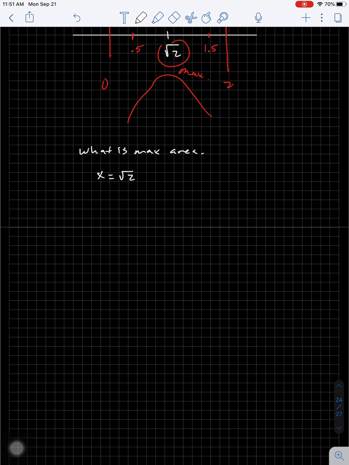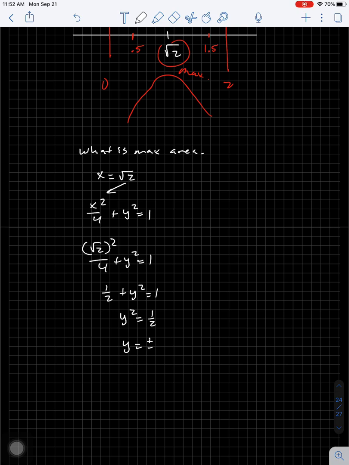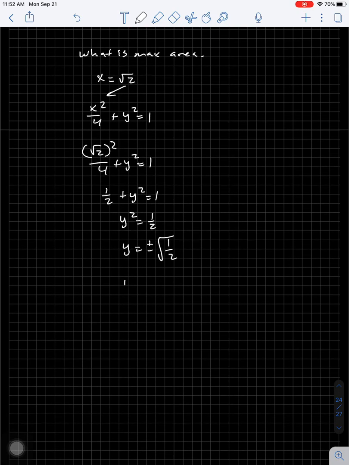We got to take our function, which is x squared over 4 plus y squared equals 1, and we need to plug in our x value to figure out what y is. So root 2 squared is 2. That's 2/4, which is 1/2. So y squared equals 1/2. So that means y is going to be plus or minus the square root of 1/2, which is plus or minus 1 over root 2. And the negative, again, is outside the domain for y. So we're just going to choose the positive value for y.